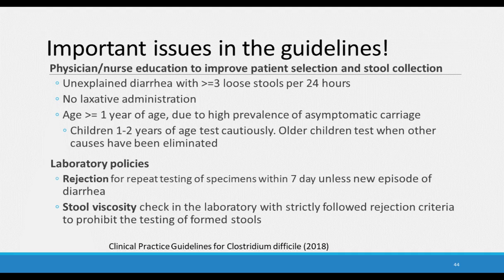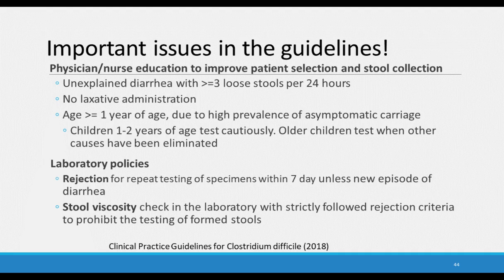So the important issues in these guidelines include physician-nurse education to improve patient selection and stool collection, which is a very important point. We need to make sure that we're only accepting stools which are truly diarrhea. One of the first comments that I made in this presentation was we need to know what diarrhea is. And so we want to only test C. difficile on cases of unexplained diarrhea that are greater than or equal to 3 loose stools per 24 hours.